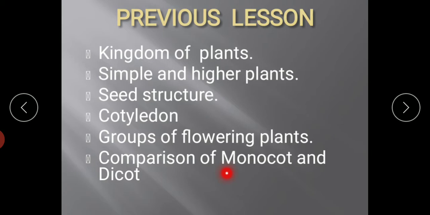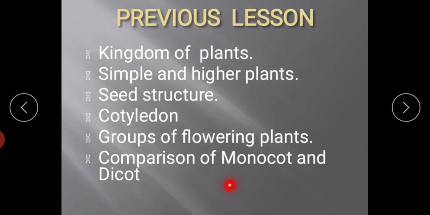In the previous lesson, we have studied the seed and stem of both groups of plants. When we put seed into the soil and it germinates, the first leaves which come out from the soil are actually the cotyledons. If the first leaf is one in number, then it is monocot. If the first leaves are two in number, then it is dicot.